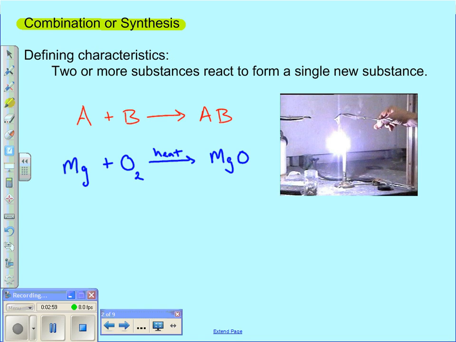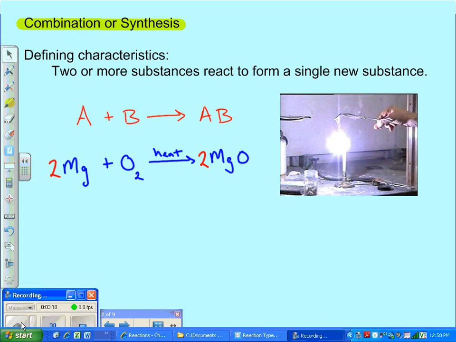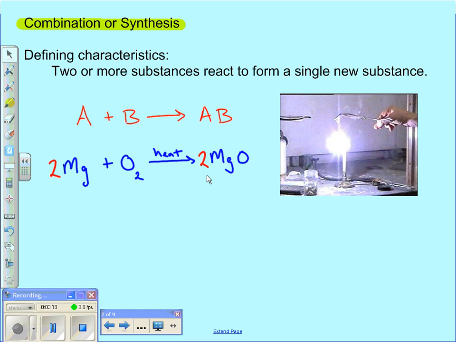But the equation's not quite balanced. Pretty simple to do it. This would balance our equation. And again, that's a skill we should have prior to this video. So when we do this, typically we would light the magnesium metal on fire in the presence of oxygen, and we would usually put all of that into a crucible, if you remember, and we're left with ash. Well, that ash was mostly magnesium oxide, so that was the product in this case, and that's a combination or synthesis reaction.